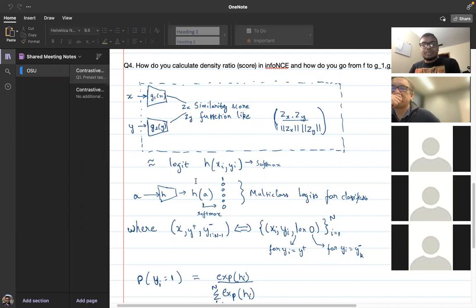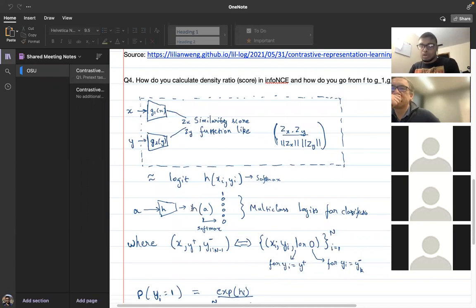Then you do your multi-class logit function. Now, the same can be thought of in this case, but the form of the logit function is different. It requires both x and y, and y could be y plus or a negative. X is, suppose, your anchor here. You get an embedding zx and get another embedding zy, and you calculate a similarity score, like a cosine similarity, most commonly used. And this is finally your logit value. Normally, the logit value depends on one input, whatever you're trying to classify, say an image of a dog or cat, so that's just h of a. But in this case, the logit value really depends on two inputs, the anchor and the positive or the negative pair. So you get this h of xi, yi.